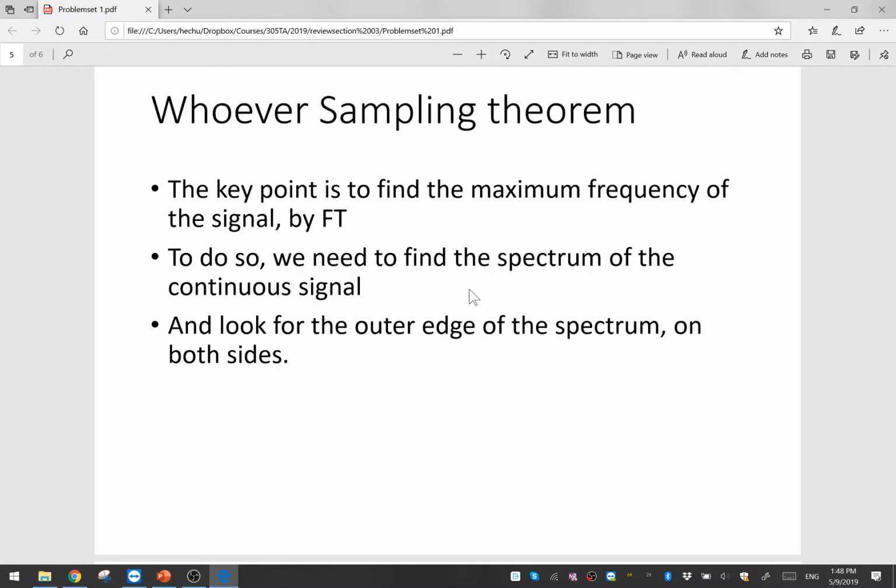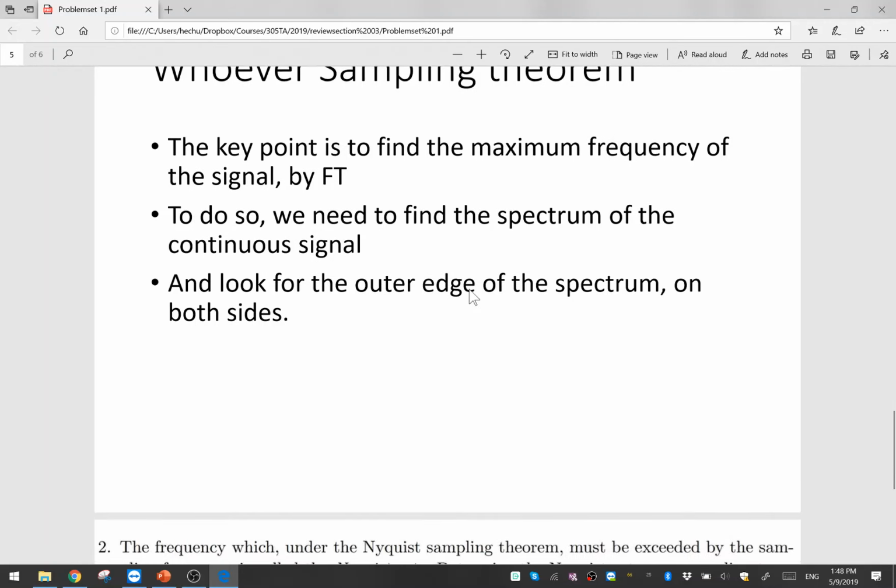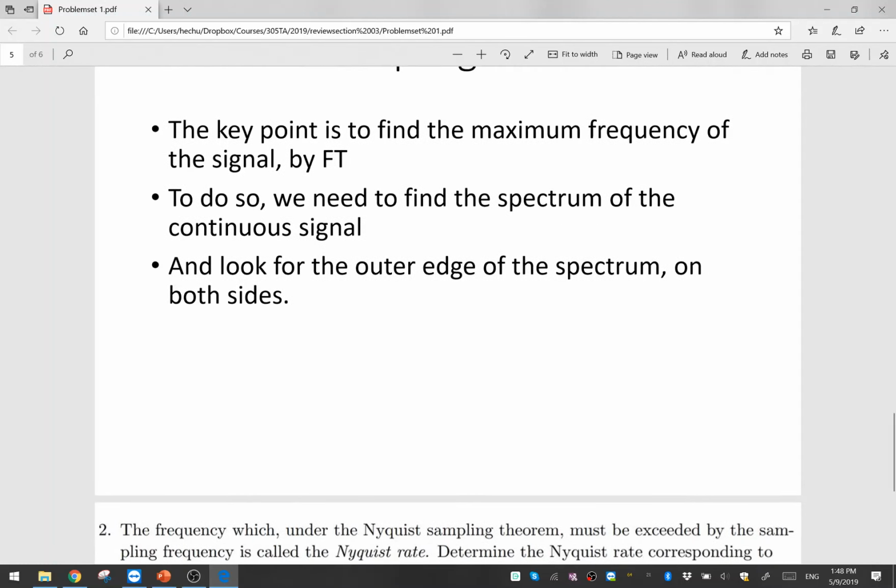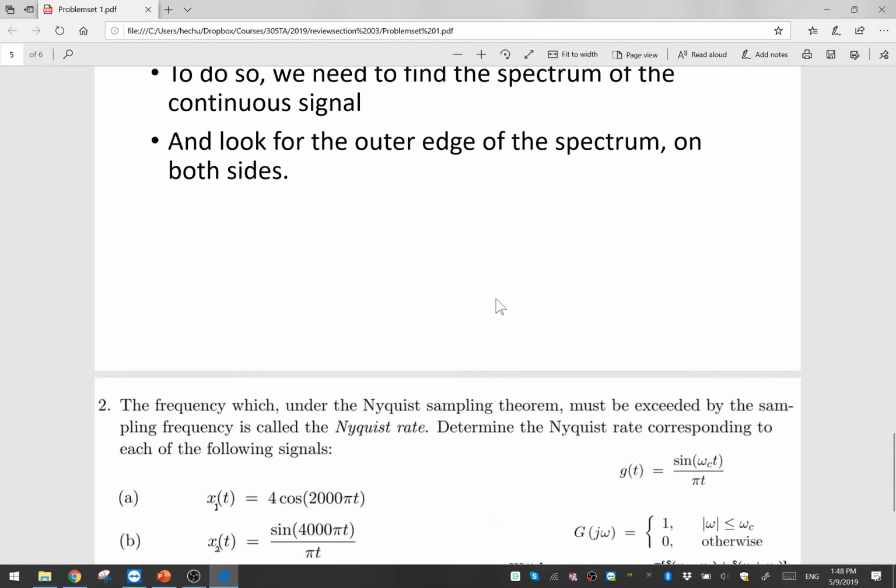And again, first we find the Fourier transformation, and then the spectrum of the continuous signal, and look at both sides and see which edge is longer, take the longer edge, take the absolute value, and find the frequency. Okay.